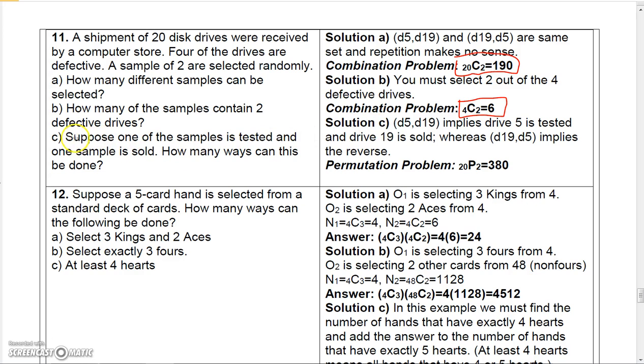And then the third one says suppose one of the samples is tested and one is sold. How many ways can this be done? Well, that's like part A, except it makes it a permutation since you're assigning these to different positions. You're assigning one to be tested and one to be sold. So the order in which they're selected would be important. Therefore this would be a permutation problem, 20P2.